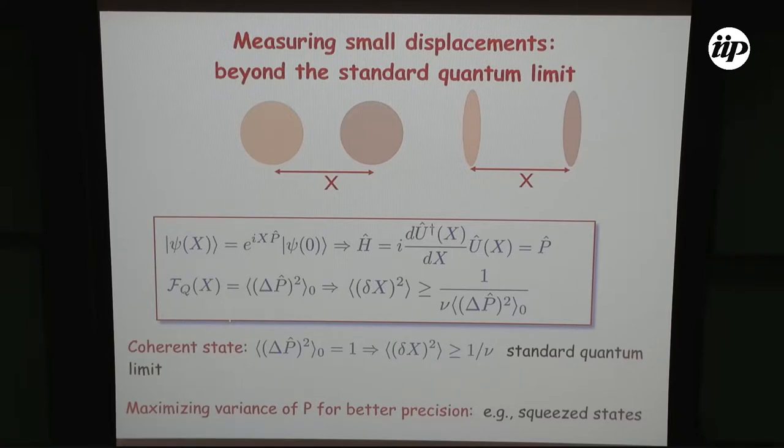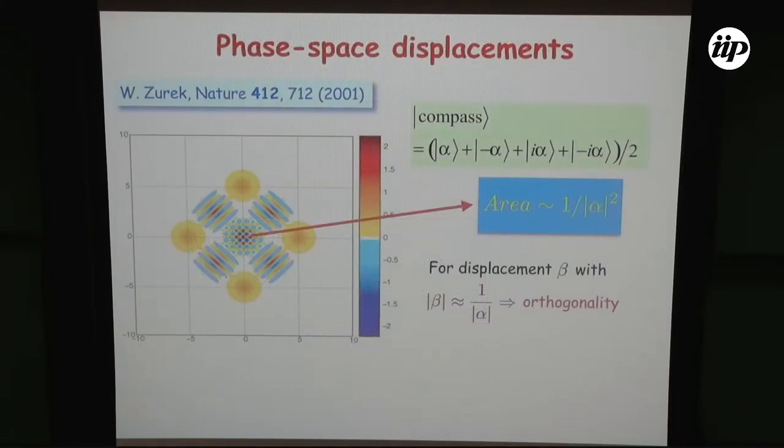However, we can do more sophisticated things in phase space, because by using squeezed states, I'm able to measure with more precision displacements in this direction only. What about measuring small displacements in any direction of phase space? In order to do that, we could use this idea of Wojciech Zurek, which was published in 2001. You use this funny state here, which he called a compass state. It's a coherent superposition of coherent states like this. And this is a Schrödinger cat with 4 feet, like normal cats, actually. And nothing strange about this.